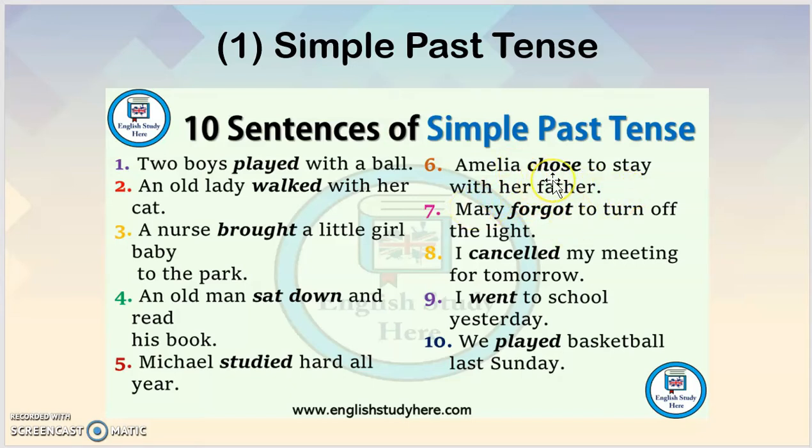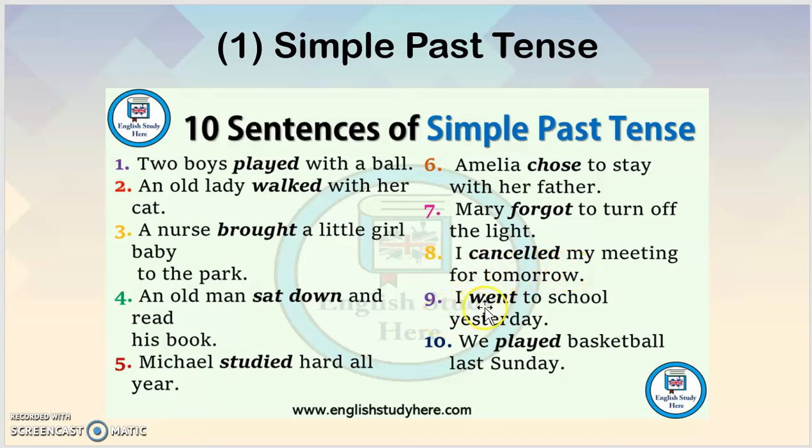The word chose comes from the root word choose, C-H-O-O-S-E. Number 7. Mary forgot to turn off the light. The word forgot comes from the root word forget, G-E-T, forget. Number 8. I cancelled my meeting for tomorrow. The word cancelled comes from the root word cancel plus L-E-D.